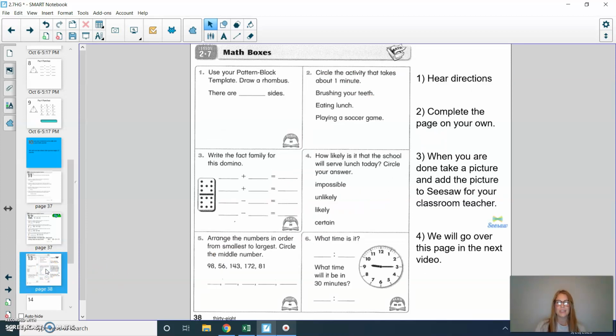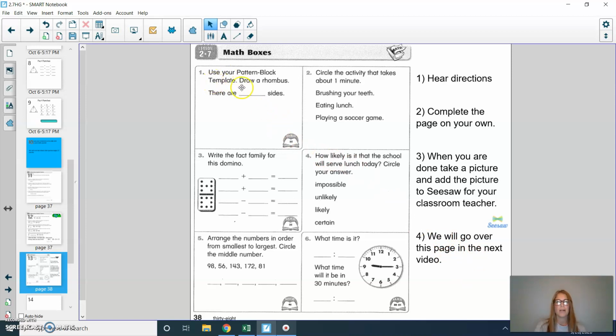The last thing that we'll do today is look at our math boxes, and this is page 38. So I'm going to ask that you're completing these on your own, and then when you're all done, you take a picture and add that picture to Seesaw for your classroom teacher, and we'll go over this page in our next video. But let's first talk about the directions.